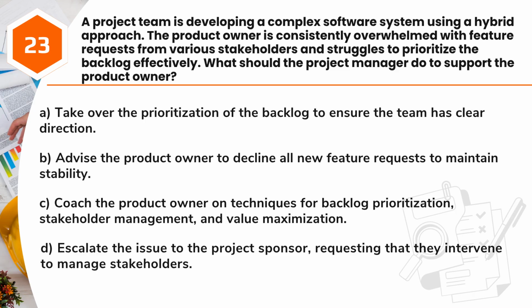A. Take over the prioritization of the backlog to ensure the team has clear direction. B. Advise the product owner to decline all new feature requests to maintain stability. C. Coach the product owner on techniques for backlog prioritization, stakeholder management, and value maximization. D. Escalate the issue to the project sponsor, requesting that they intervene to manage stakeholders.